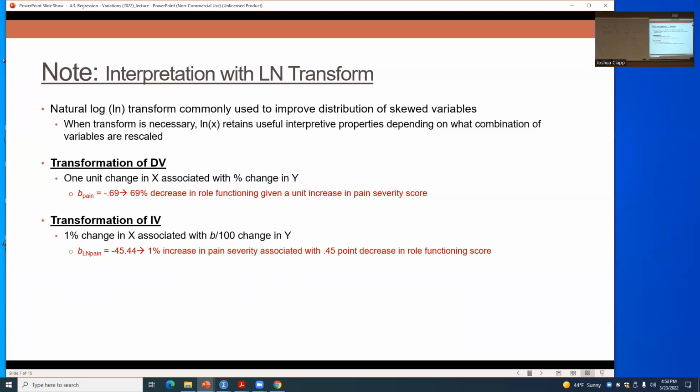So let's say I had instead run a natural log transform of pain severity, right? And I had a coefficient of negative 45.44.